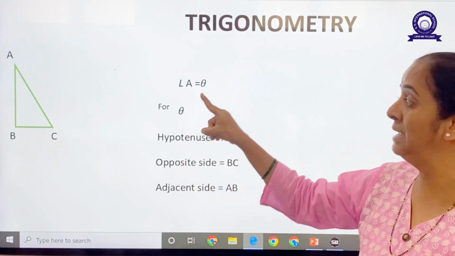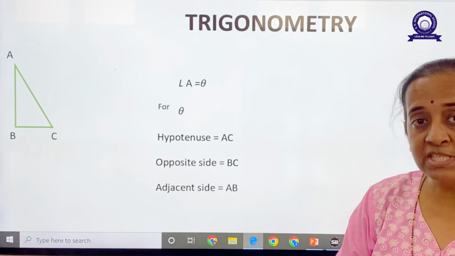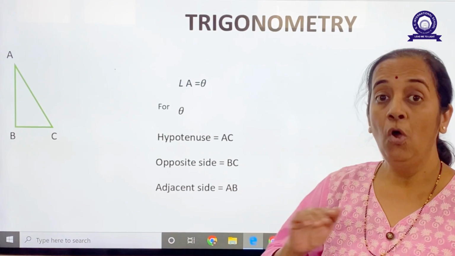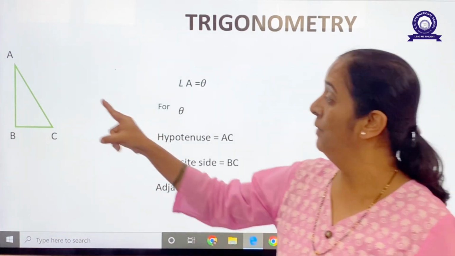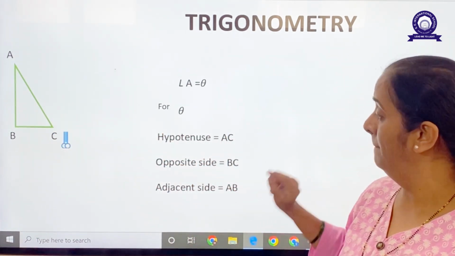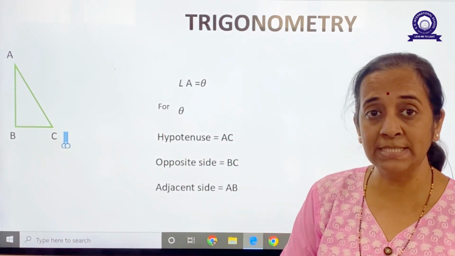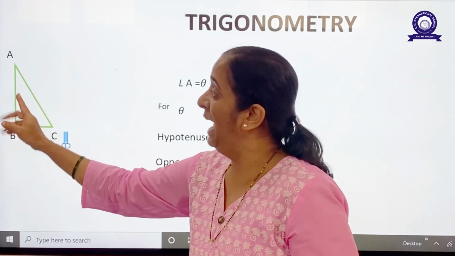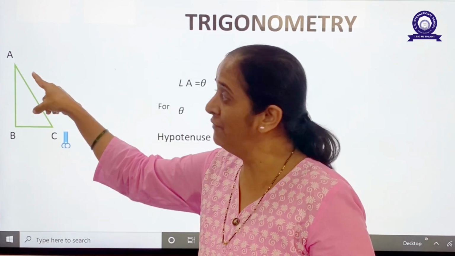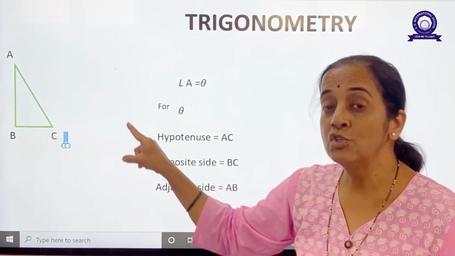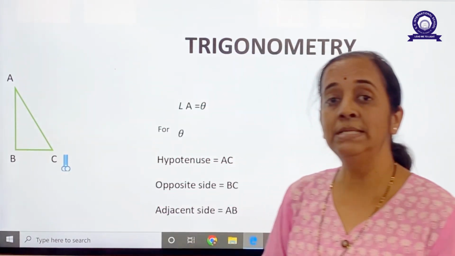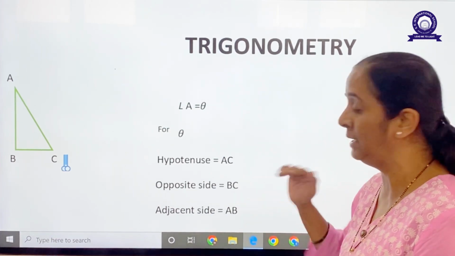Suppose the measure of angle A is theta. So, with respect to this angle A, which will be its opposite side? Opposite side of angle A will be BC. So, BC will be its opposite side, and which will be its adjacent side? AB. Actually, for this angle A, two sides are adjacent side, but out of that AC is the hypotenuse, so which will be the adjacent side? AB. So AB is the adjacent side with respect to angle theta.